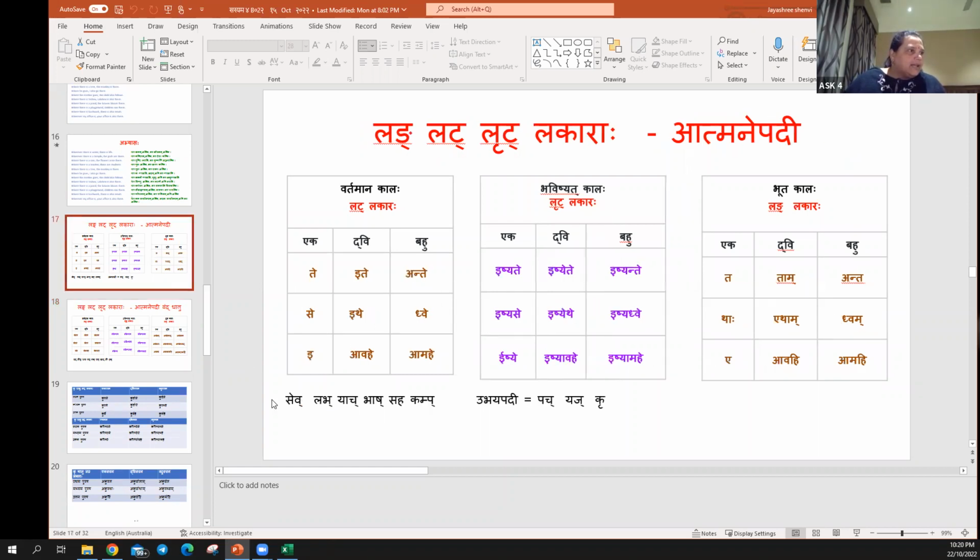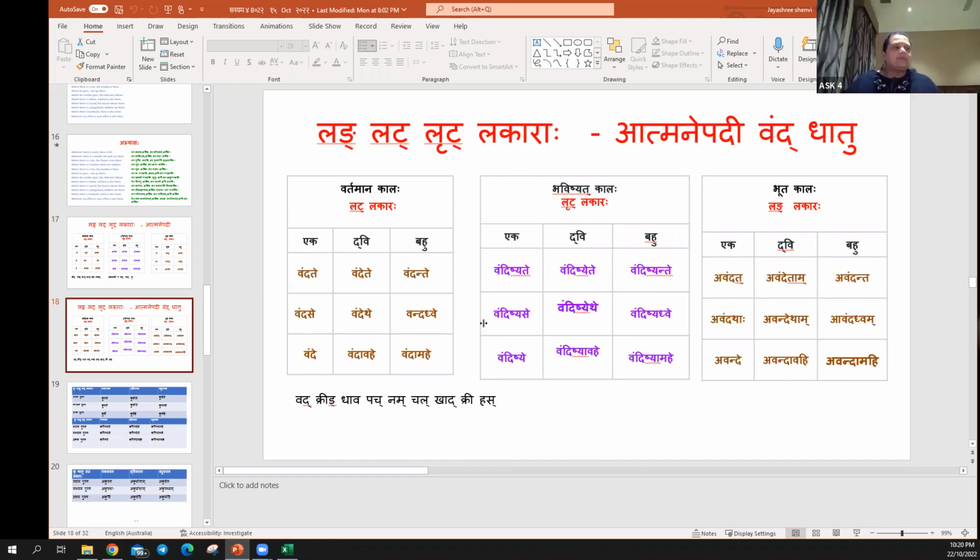All right, Raghavan Mahodaya, do you want to say sevate? It is sev dhatu. Vartamana kala, lat lakara. Sevate, sevete, sevante. Sevase, sevethe, sevadhve. Seve, sevavahe, sevamahe. Lrut lakara. Sevishyate, sevishyete, sevishyante. Sevishyase, sevishyethe, sevishyadhve. Sevishye, sevishyavahe, sevishyamahe. Bhutakala, lang lakara. Whenever lang lakara comes, that a will come.